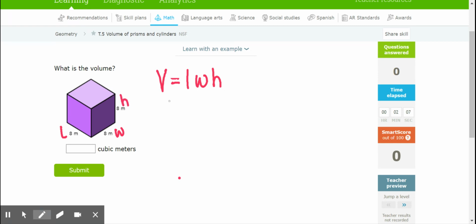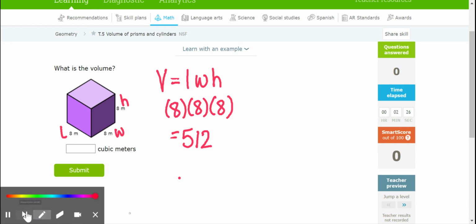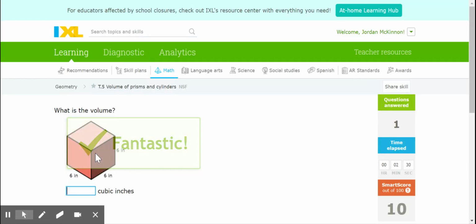So then I would just plug in 8 times 8 times 8. And 8 times 8 times 8 is going to be 512. So I'll type in 512 cubic meters. Fantastic.